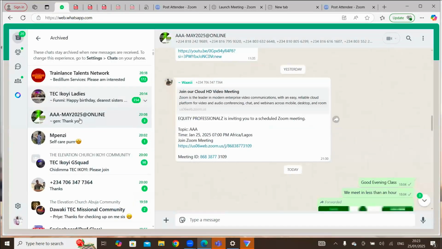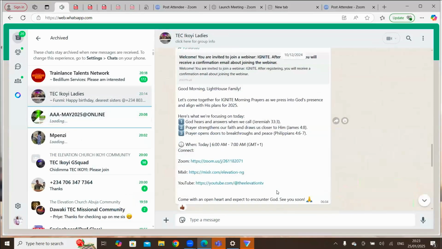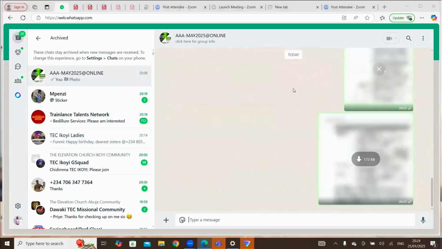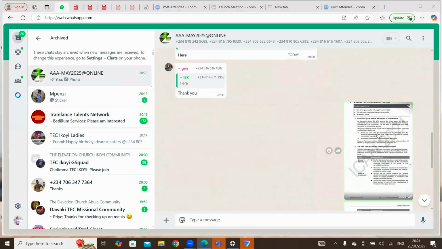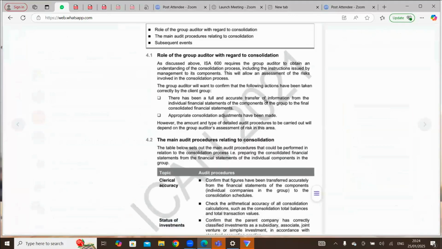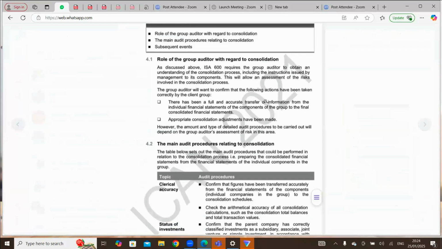Okay. So when we're talking about procedures relating to consolidation, it's just from the end of the group auditor. We're saying, what is the role of the group auditor when it comes to consolidation? And we said that he's supposed to, number one, check that there's been full accuracy of information in the individual financial statements of the components before he even gets to his part.